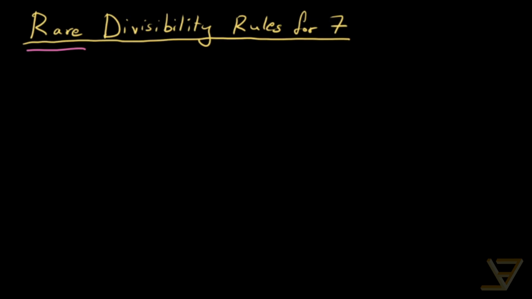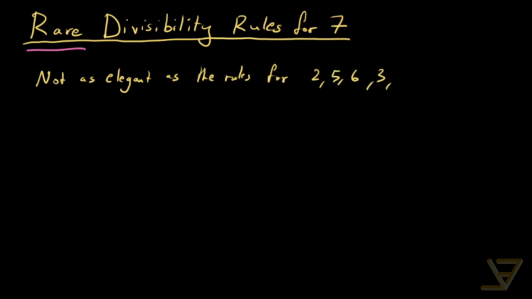But in general, they're not as elegant as the rules for, let's say, 2, 5, 6, 3, 9, 11. These numbers have really nice rules, but the ones for 7 are a bit unusual. So let's get into it.